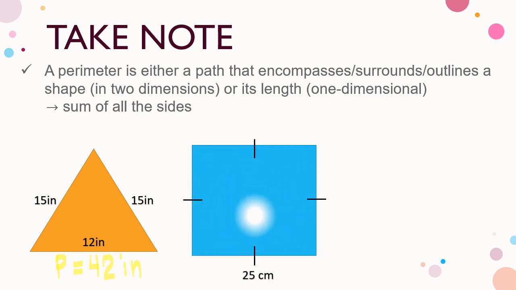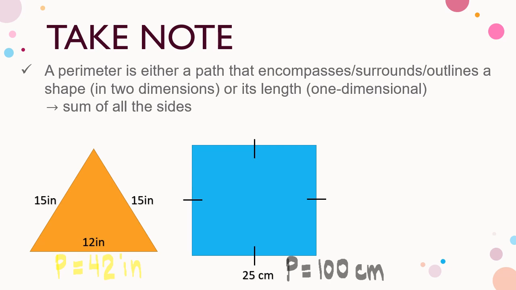Next, we have another four-sided polygon, and as given, we have 25 centimeters, and we do have here the thick lines. Therefore, that indicates that all the sides are equal. So we can have 25 plus 25 plus 25 plus 25, or simply we can apply multiplication here as well. We can have 25 times 4, and therefore our answer would be perimeter is equal to 100 centimeters. Okay, and we're done.